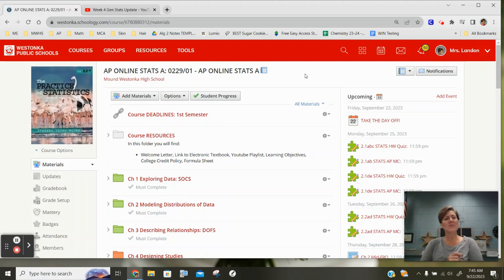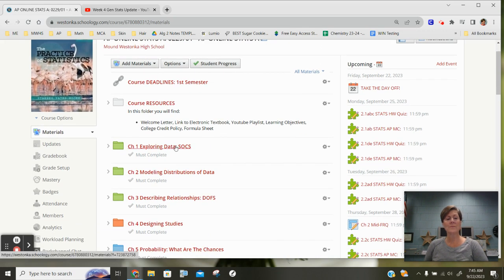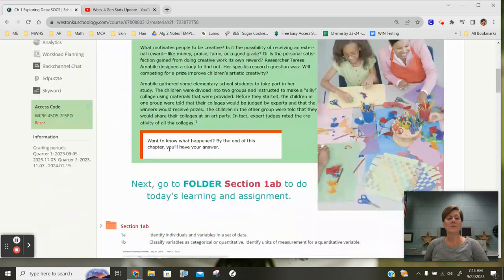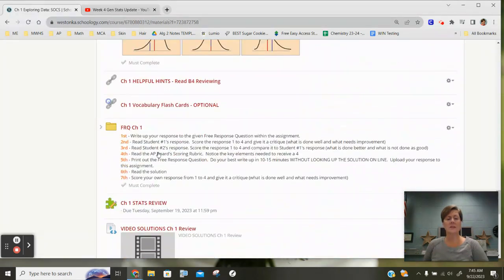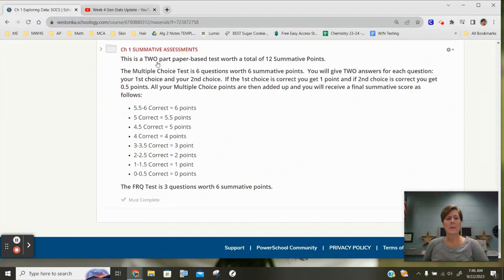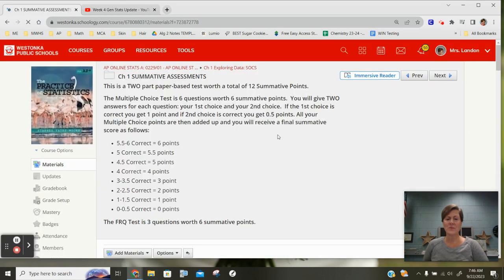The first one is you just got done taking your Chapter 1 summative assessment. So let's talk about the retake process. If you qualify, what you're going to want to do is go into the Chapter 1 folder and scroll all the way down into the assessment folder that we have here. And it's going to mention the retake process.